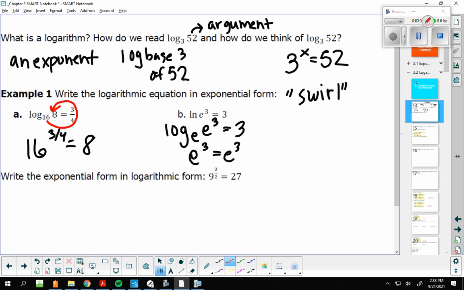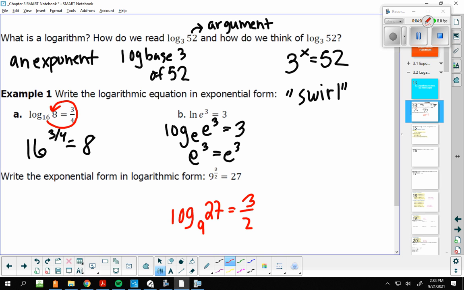Okay. So same thing here. Write the exponential form in logarithmic form. Remember, the log is just the exponent, so we know that this is going to equal 3/2 because 3/2 is my exponent. So the log base 9 of 27. Right? So we wanted to know 9 to what exponent changes this into 27. And that would be 9 to the 3/2 power. Changes it to 27. Okay.